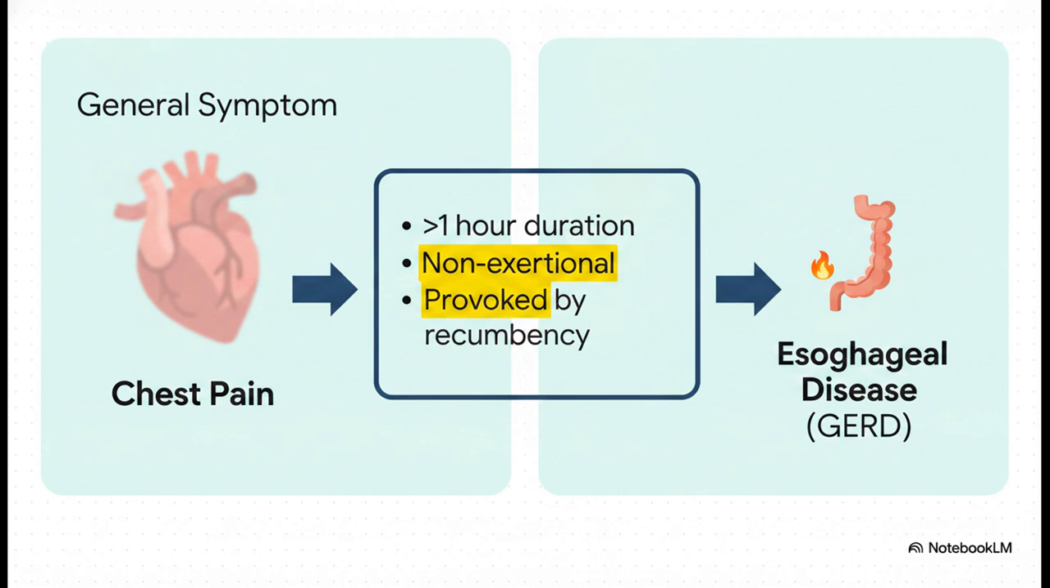Take chest pain. The false anchor baits you into assuming acute coronary syndrome. Sure, exertional pain relieved by rest points to CAD, but the interrupting clue, say, pain lasting over an hour that's not exertional and provoked by lying down, that heavily outweighs the general symptom. It immediately shifts your differential to an esophageal cause, like GERD.